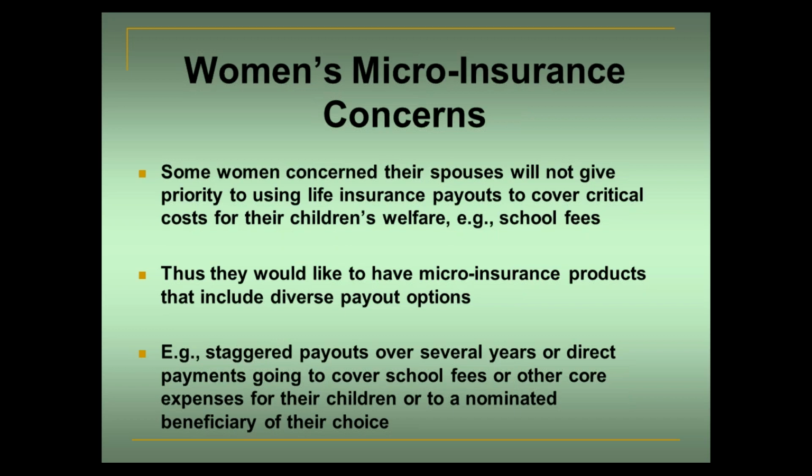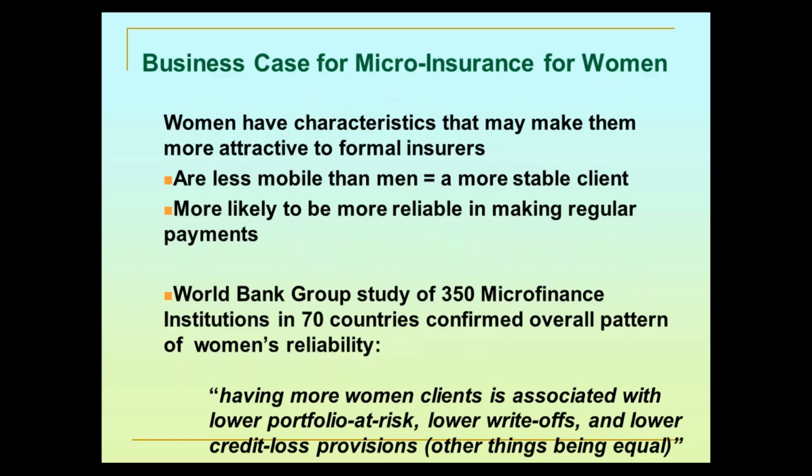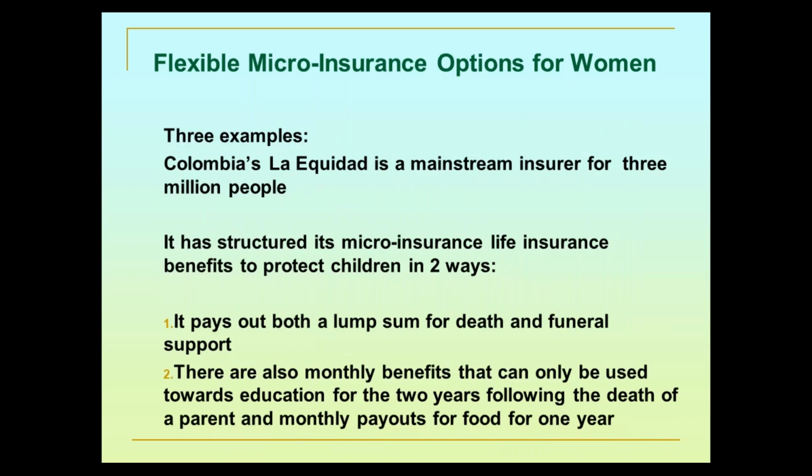So what I'd like to do now is, okay, I've discussed some of the concerns that women have raised, and these are based on research done by the ILO Innovation Center. They have a really very good paper on microinsurance and gender. But some of the examples that they gave of organizations, companies, or firms that have been able to provide these kinds of flexible options include Colombia's La Equidad. They're a mainstream insurer for 3 million people. I think with that much insurance, they're probably a mainstream employer as well.